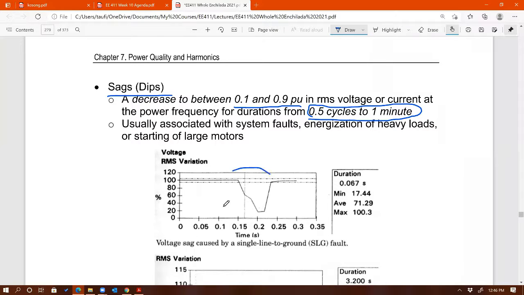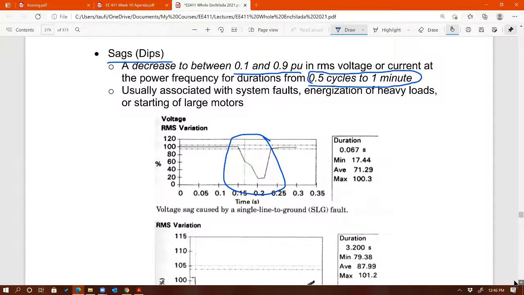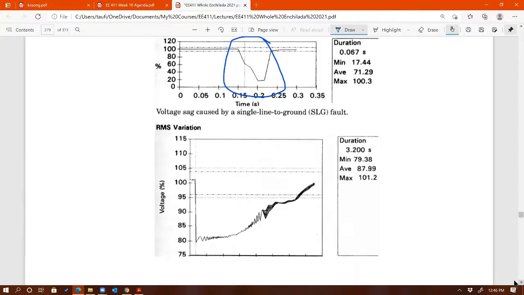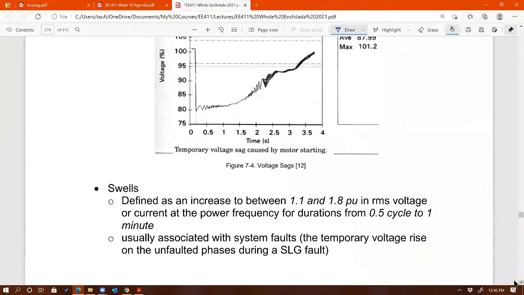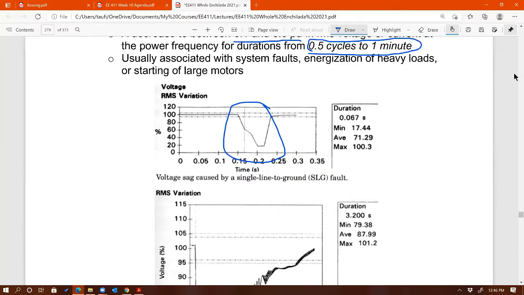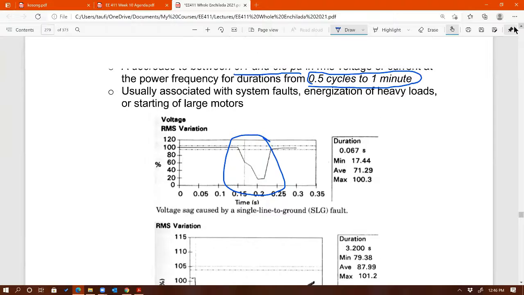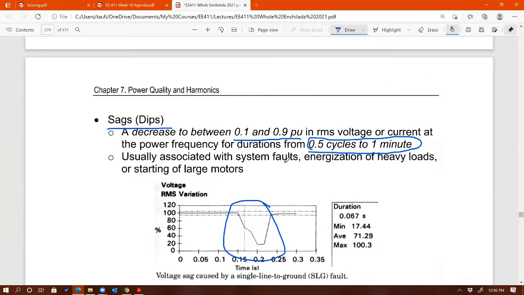So something like this, for example. You look at the duration. If it's between 0.5 cycles and 1 minute, and the level is between 0.1 and 0.9 of the nominal value, we call that voltage sags. The opposite of that is a voltage swell. Before I go there, what is the cause of voltage sag? System faults, energization of heavy loads, and also starting of large motors.